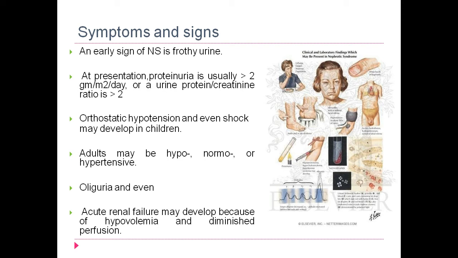Initially it is 2 gram per meter square per day, and you can see this spot protein creatinine ratio. This is very important and diagnostic. It is more than 2. Sometimes orthostatic hypotension and even shock can occur in children. Adults may have hypotension, normotension or hypertension based on what kind of pathology is there in the kidney. There can be oliguria and even acute renal failure.